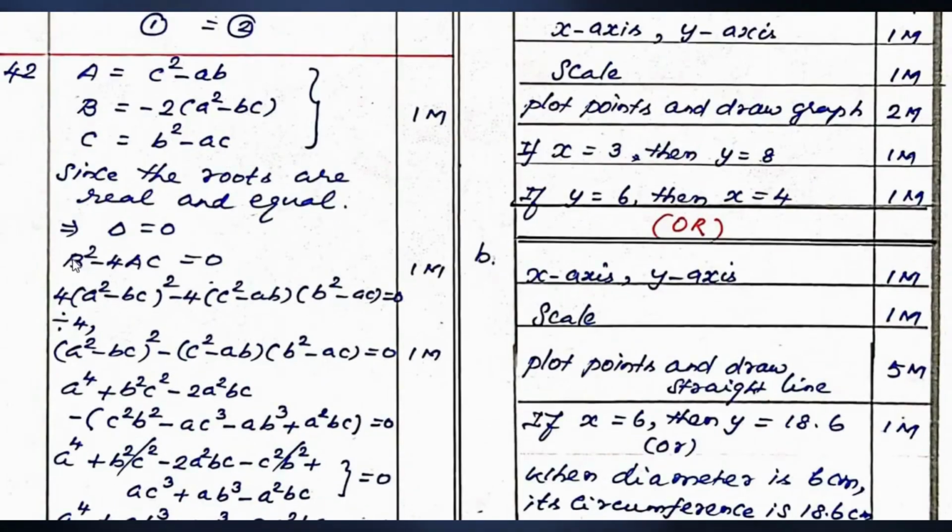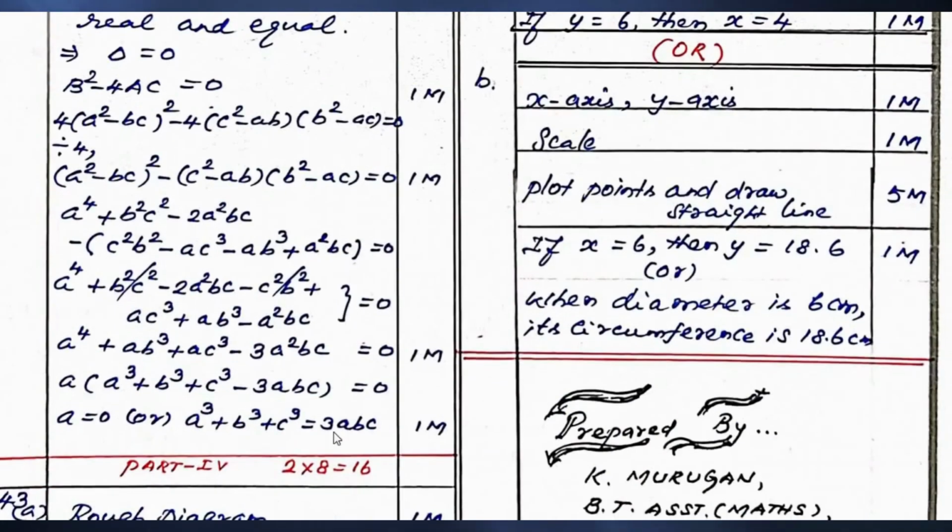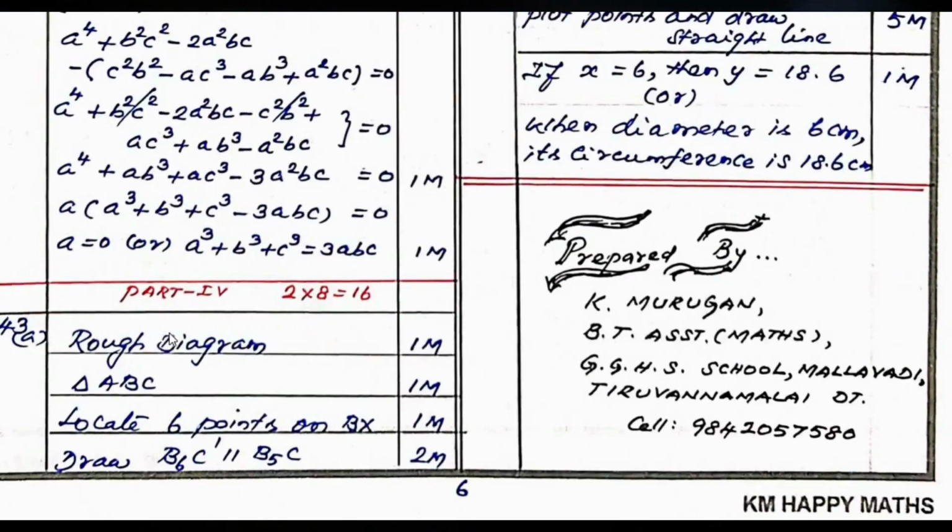For finding a, b, c, 1 mark. For discriminant value b square minus 4ac is equal to 0, for this stage 1 mark. For this stage 1 mark. For this answer stage is 1 mark.